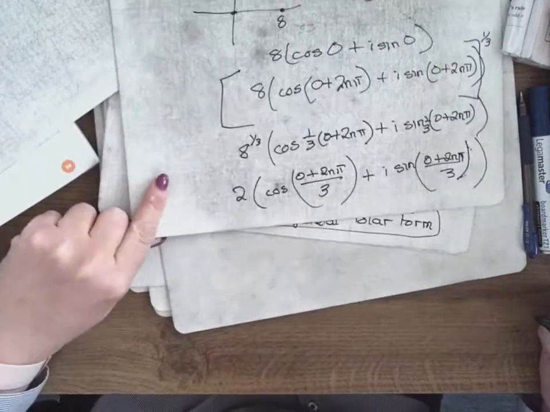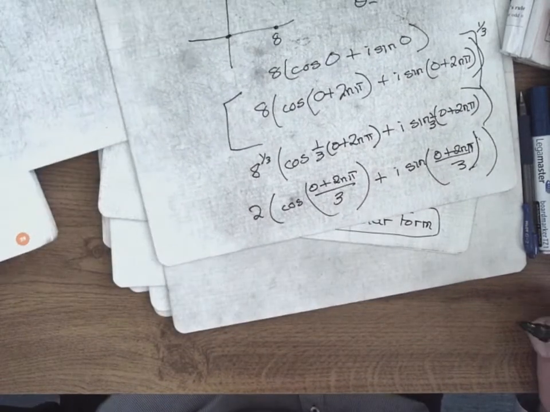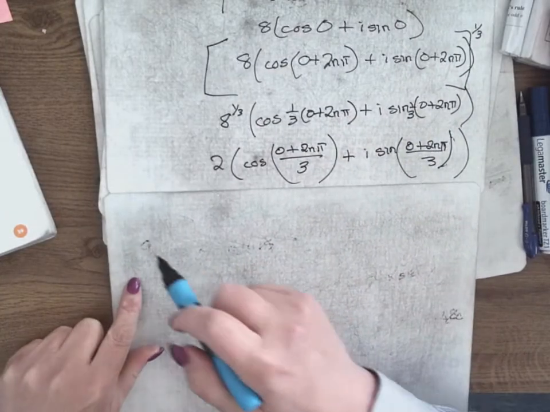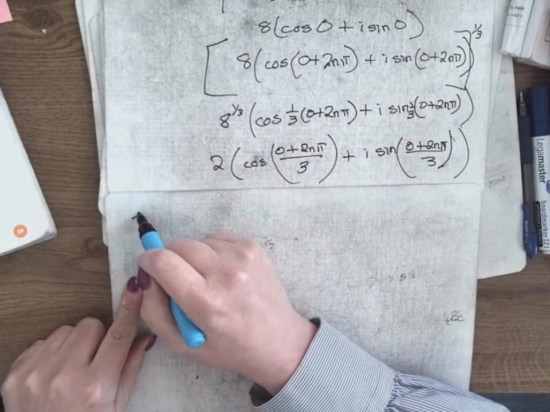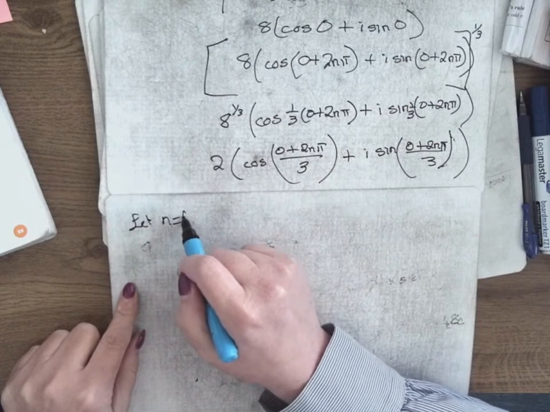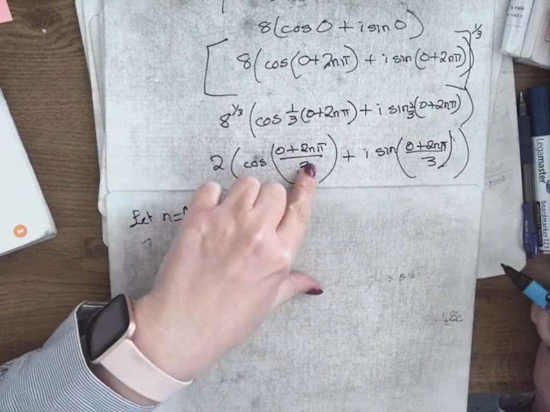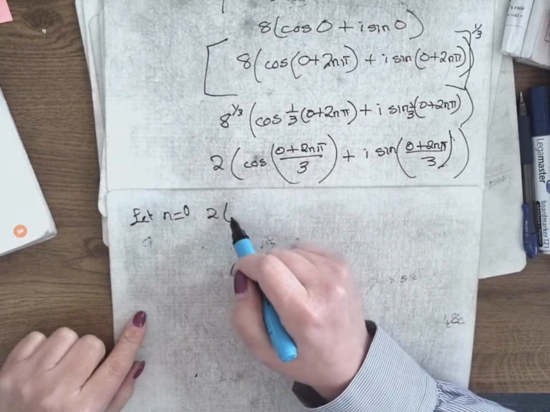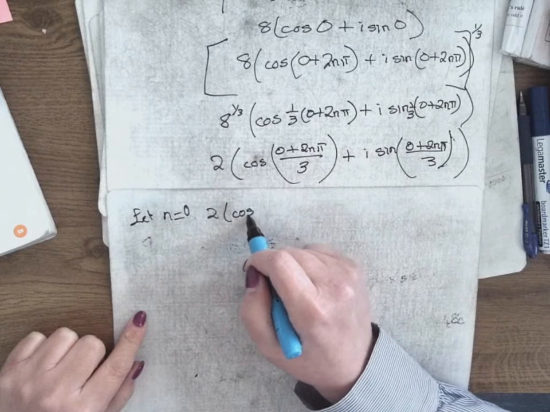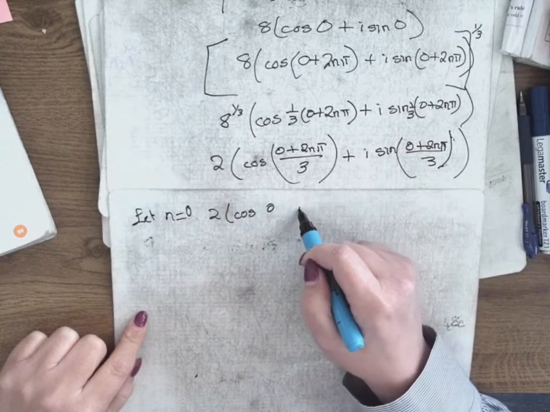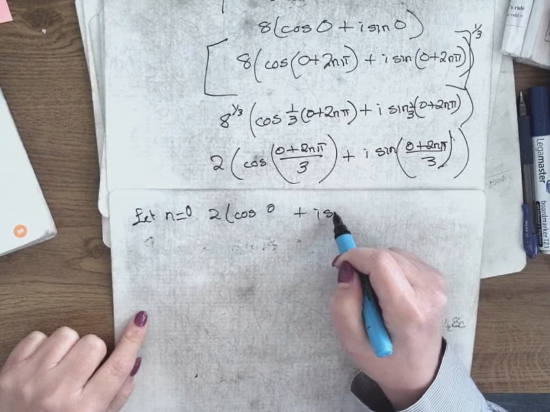So in order to get 3 answers, how do you know to do this? Because you learn it, right? The first thing is you let n equal 0. Everywhere I see an n in there, I'm going to put in a 0. That would be 2 times cos of 0 over 3, which is 0, cos of 0 plus i sine of 0. That's one answer.